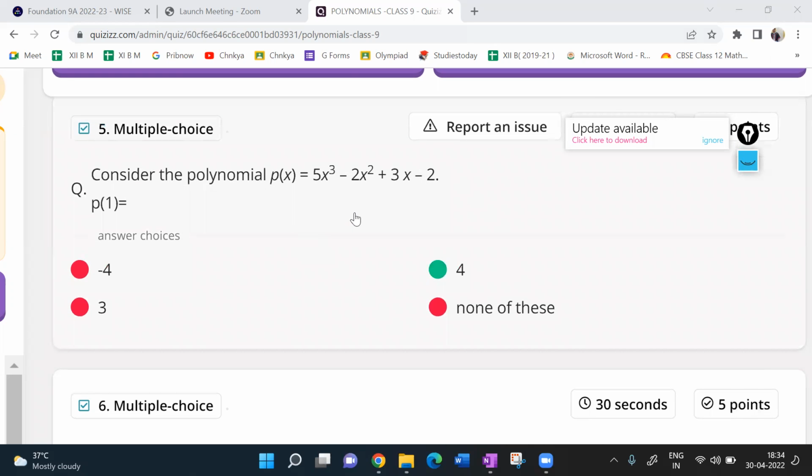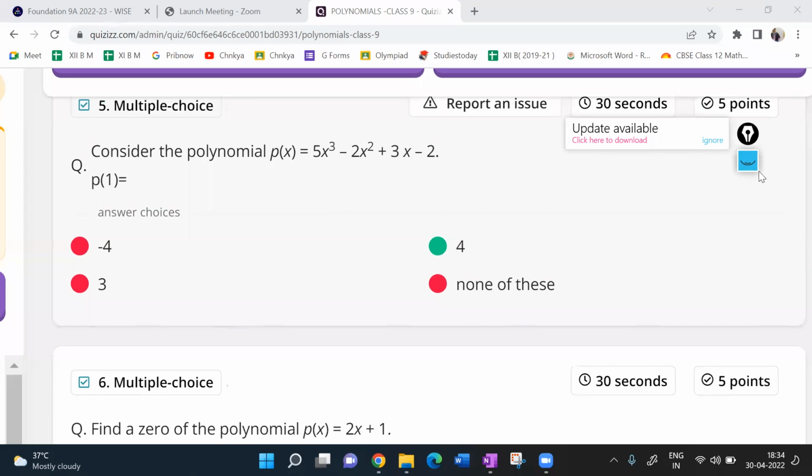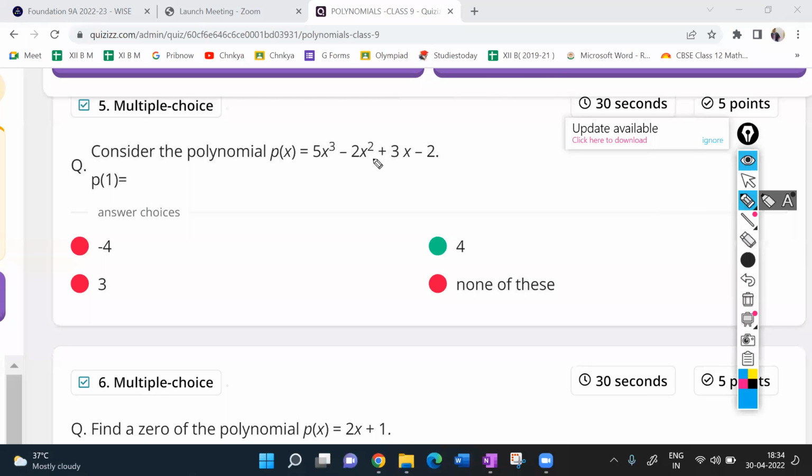Consider the polynomial p of x is equal to 5x cube minus 2x square. So this is the polynomial given. p of 1 is what?